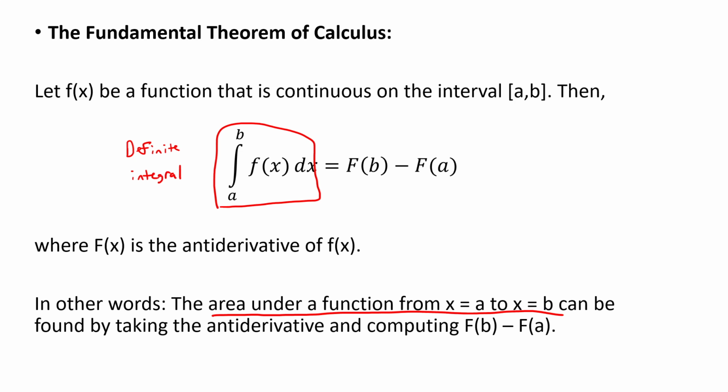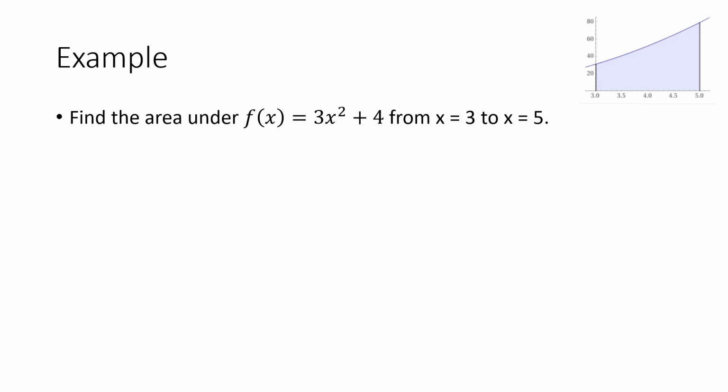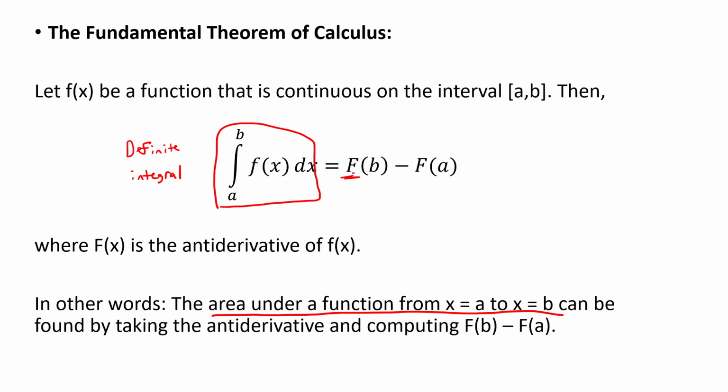So let me show you a few examples. Okay, if we wanted to find the area under 3x squared plus 4 from 3 to 5, which I've represented over here with a picture. You don't need to draw a picture for these. It just kind of helps you visualize what's happening. The fundamental theorem tells me to find the area from 3 to 5, which is what this definite integral says. What I want to do is first find my antiderivative.